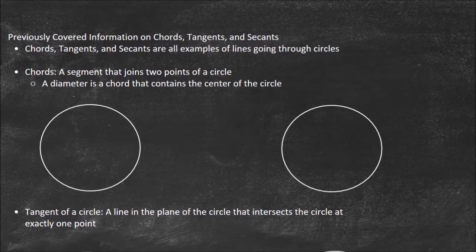Today we're going to talk about chords, tangents, and secants again, but now we're going to talk about the formulas that are associated with them. So just a quick review, I want to go through what chords, tangents, and secants are again, and then we'll talk about these formulas that I've mentioned.